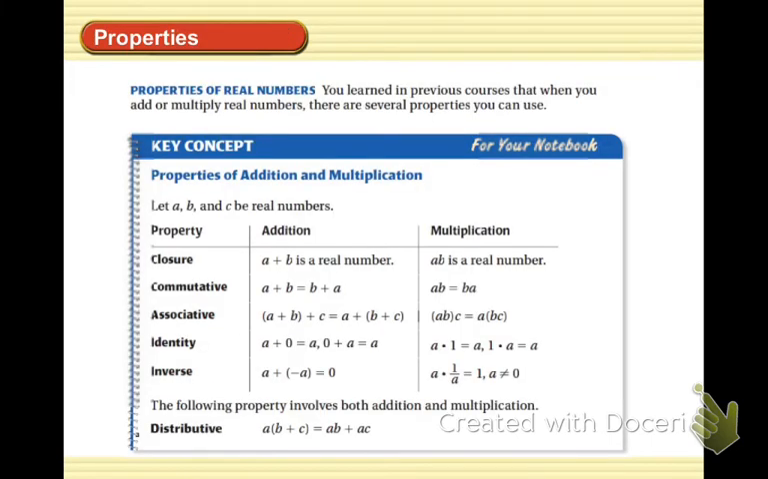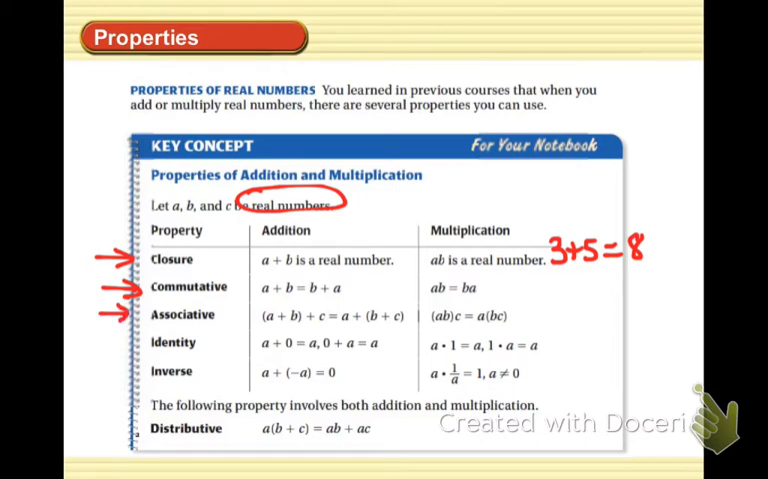So the properties, you should be familiar with these from previous courses. Closure, so we're looking at, again, real numbers. The closure says that if we have the real number a plus b, the answer is going to be a real number. So if I had 3 plus 5, we know we're going to get a real number, which is 8. Commutative property just says that order does not matter for addition and multiplication.